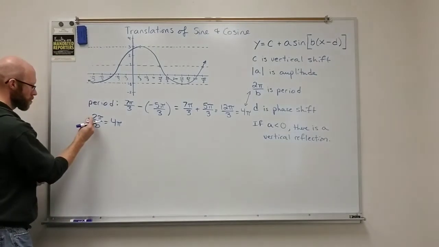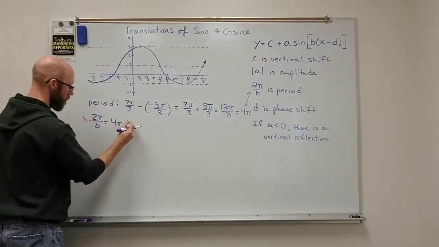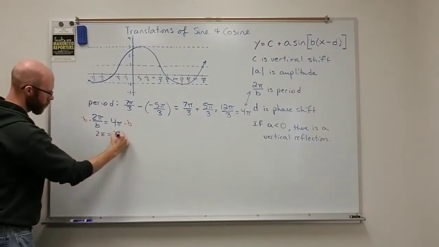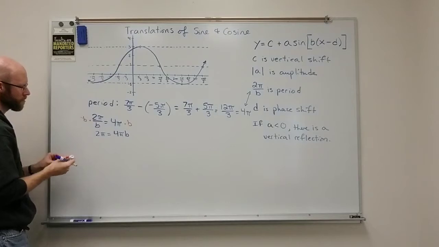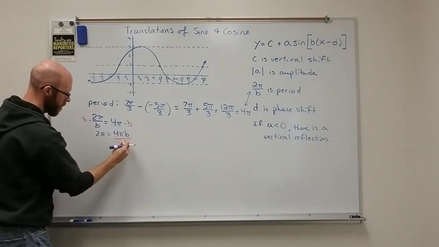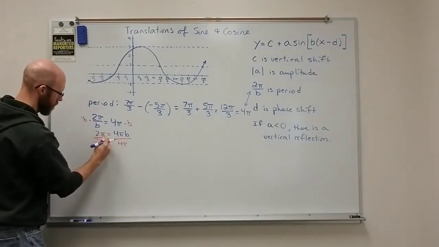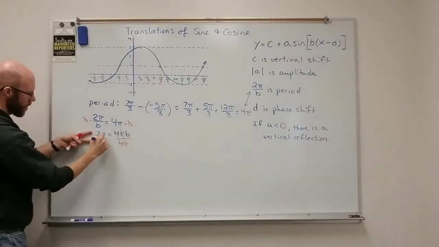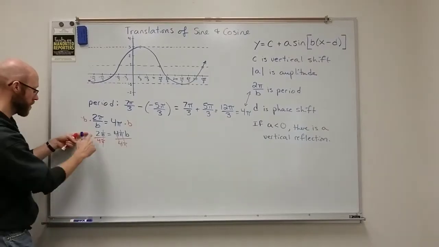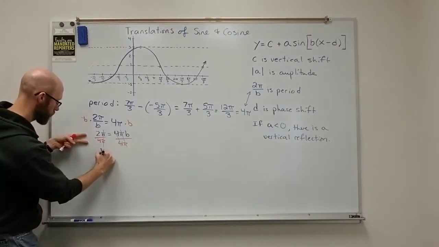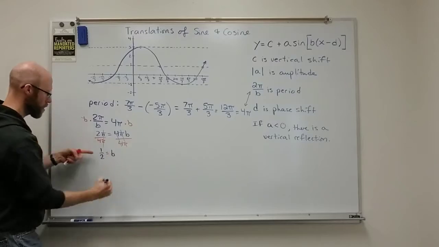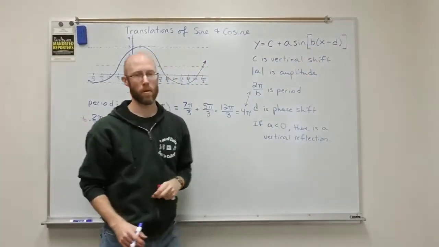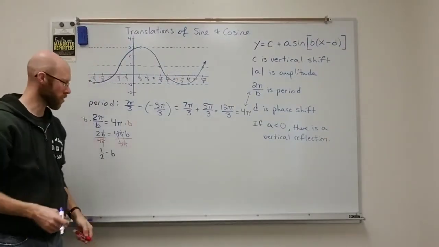Solving for b, I'm going to multiply both sides by b. That cancels the b on the left. I get 2 pi equals 4 pi b. And then I divide both sides by the 4 pi. That cancels the 4 and the pi off the right. It also cancels the pi off the left. And 2 over 4 is a half. So that means my b value is a half. So when I get to constructing this equation, I'm going to put a 1/2 in for the b value.